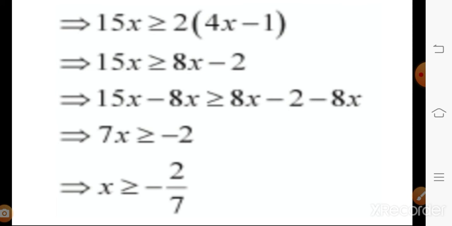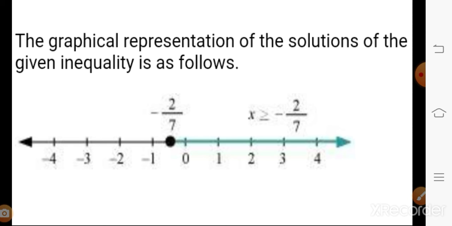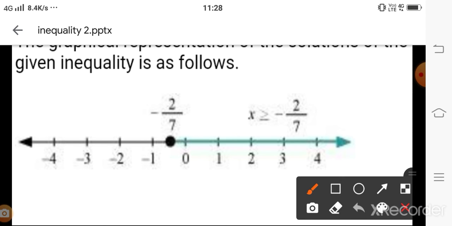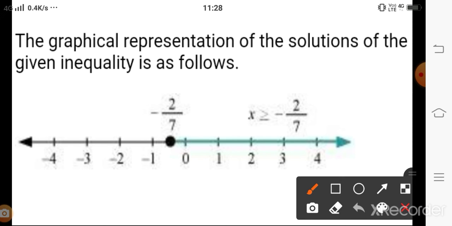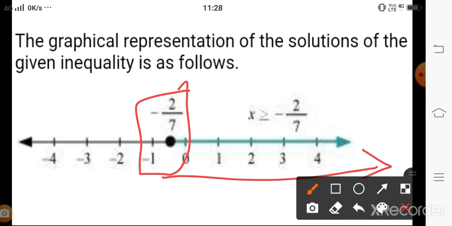And if you are plotting this on the number line, here we are getting minus 2 upon 7, and here you are observing the dark circle. It means that we are including this point minus 2 upon 7, and all the values which are more than minus 2 upon 7 we are considering here. I hope the graph is clear to all.